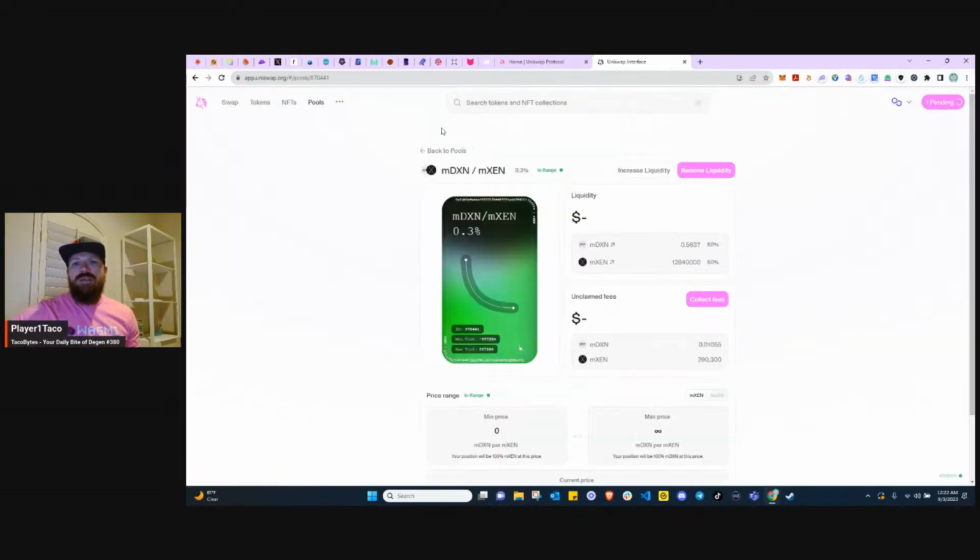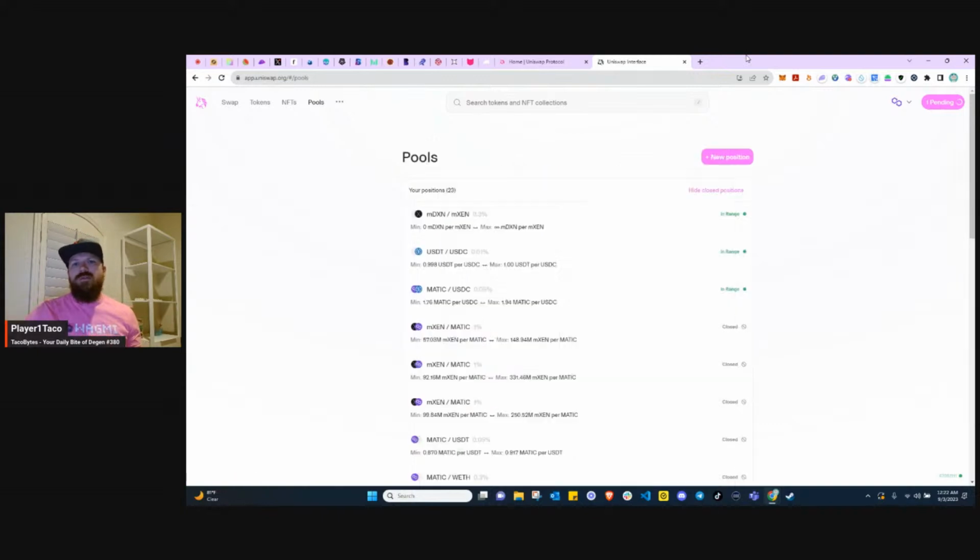So that is what we covered tonight. I just wanted to do a quick overview again of what liquidity pools look like. Now, if you're looking for what a V2 position is, you can always go from over here into pools.